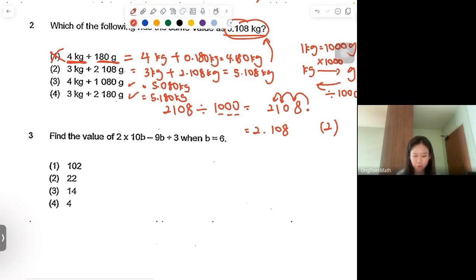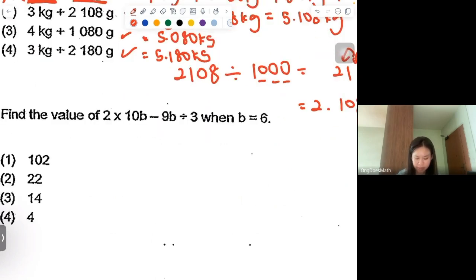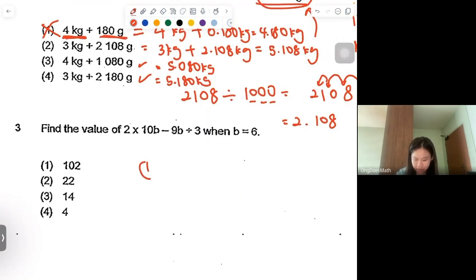Find the value of 2 times 10b minus 9b divided by 3 when b equals 6. Okay, so same thing. Rule of thumb is times and divide first, followed by plus and minus. So we will do this part first and this part first before we think about anything else. So what is 2 times 10b, right?